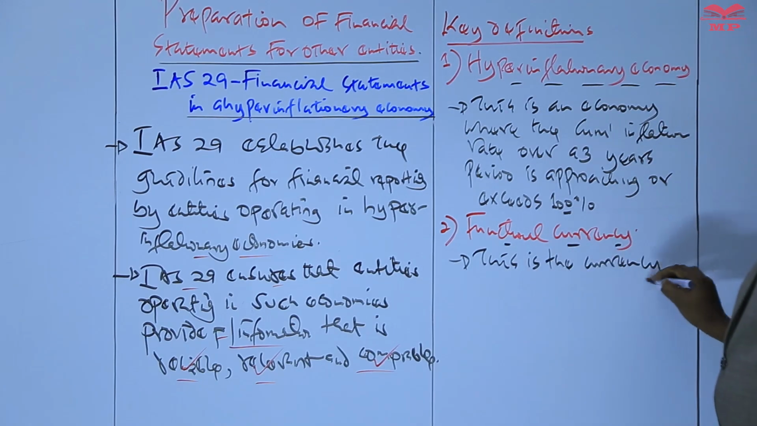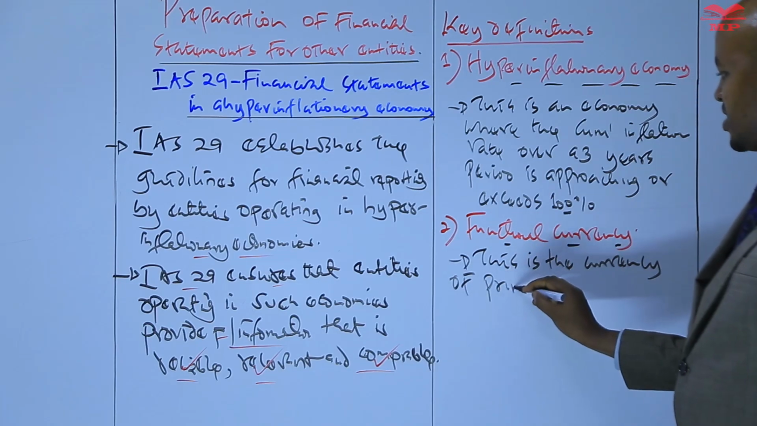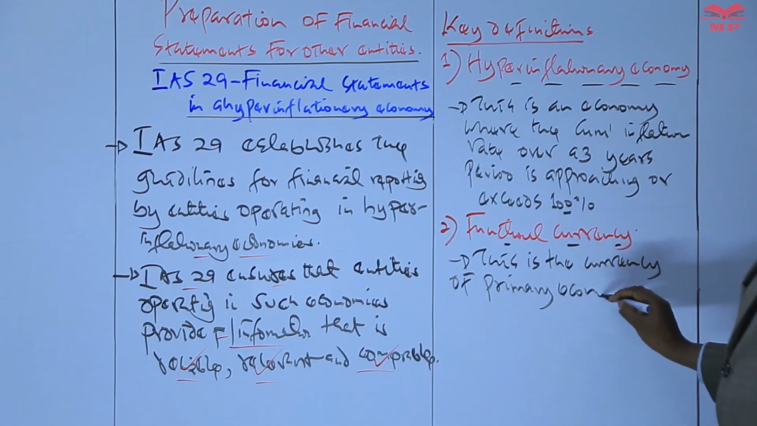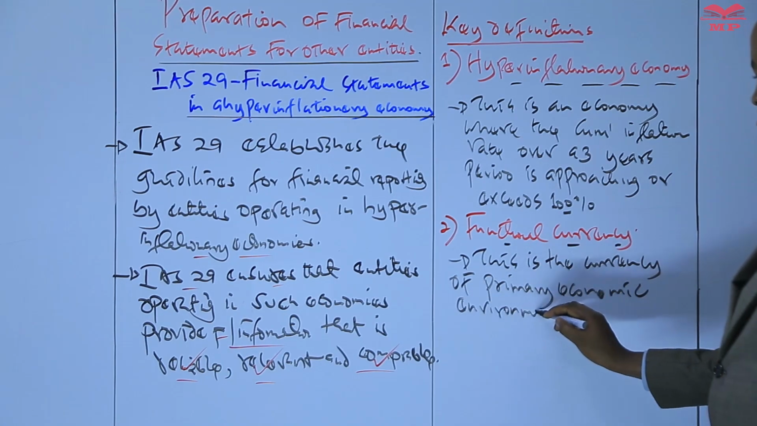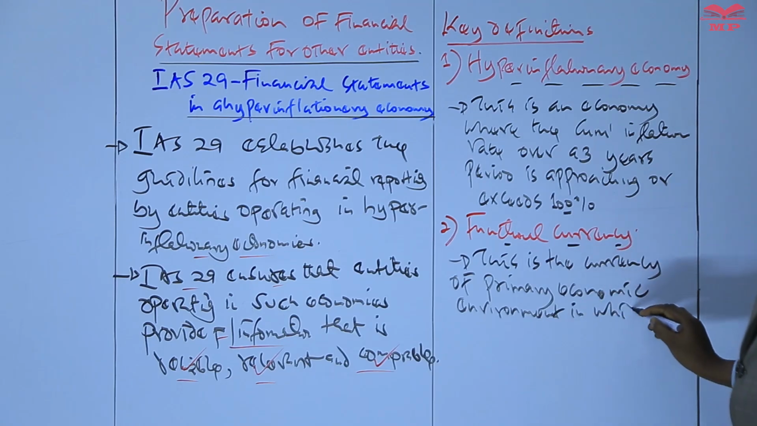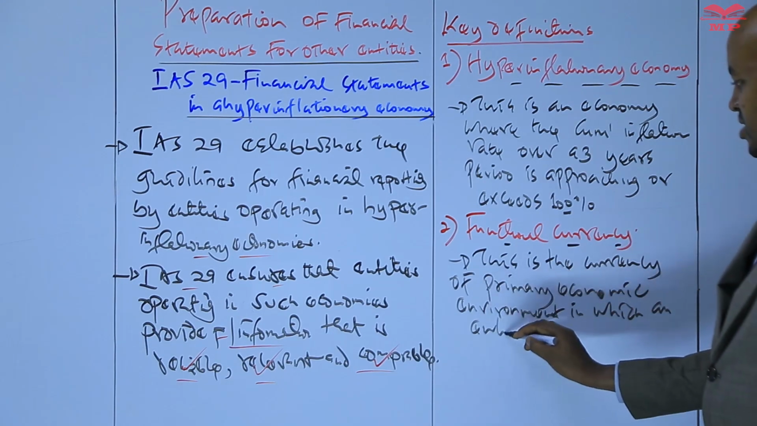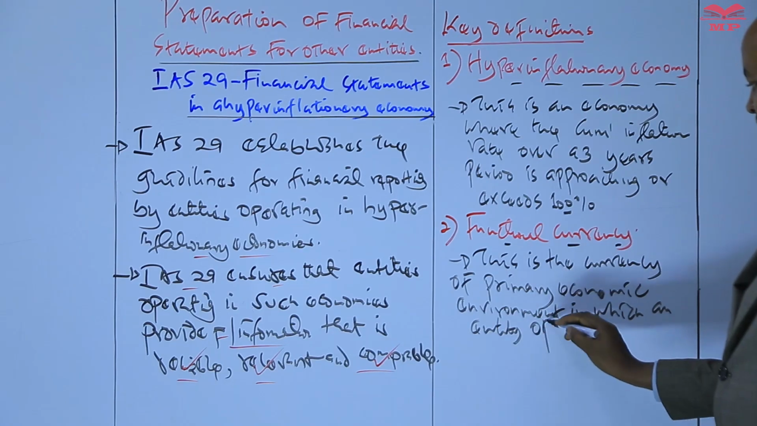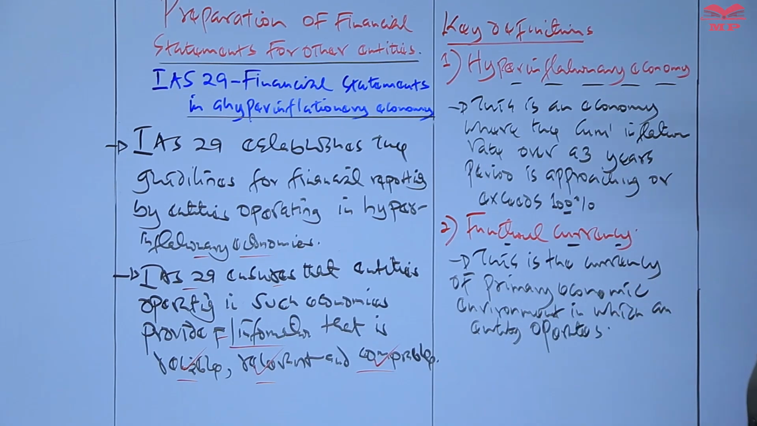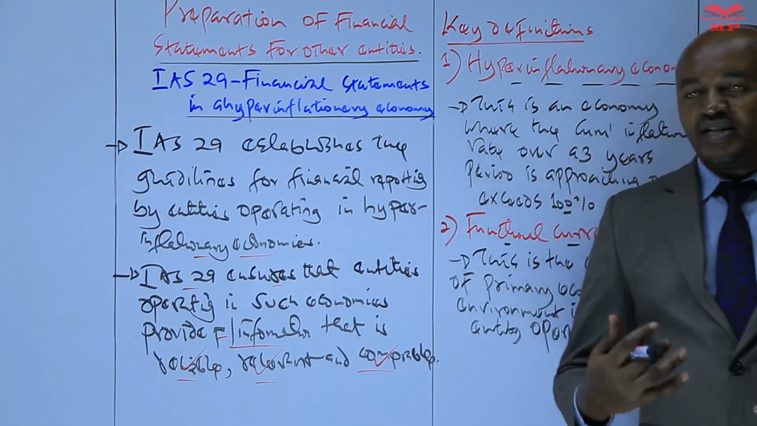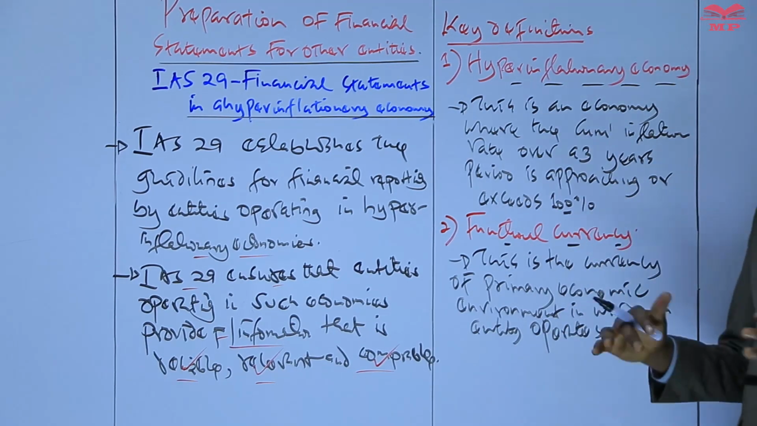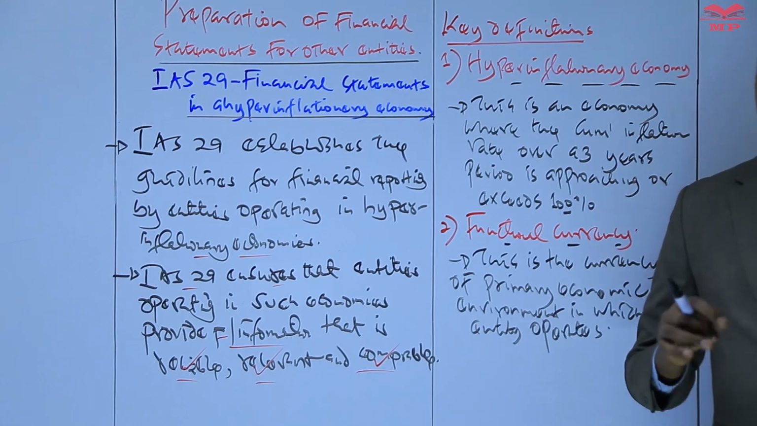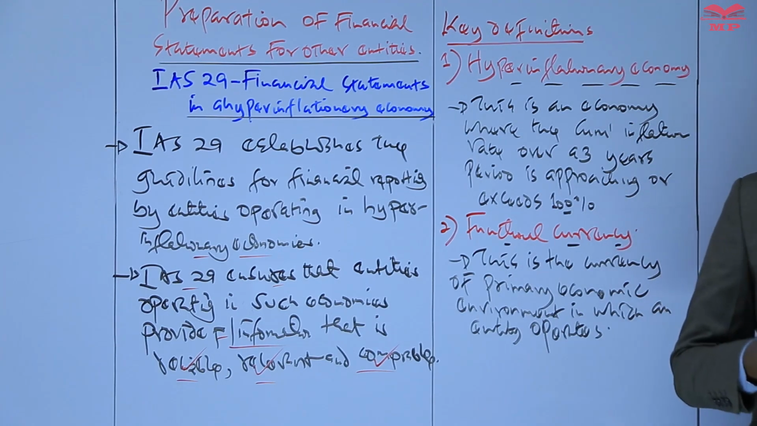So therefore, this is the currency of the primary economic environment in which an entity operates. Basically, what that means is that if, for example, a company is operating in Kenya, then we can say that its functional currency will be the Kenyan shillings, because it is the currency of the primary economic environment in which an entity is operating.